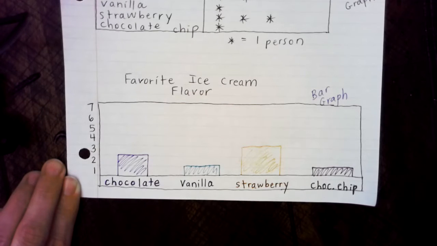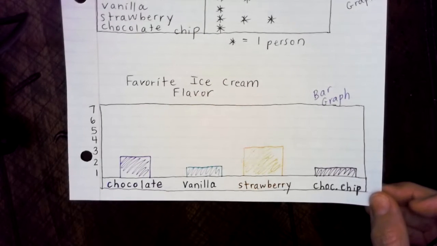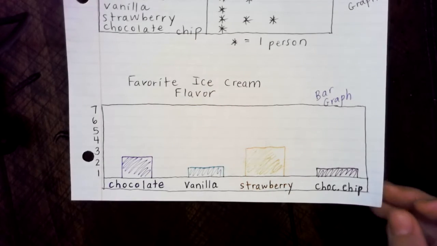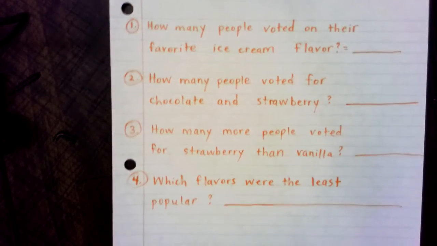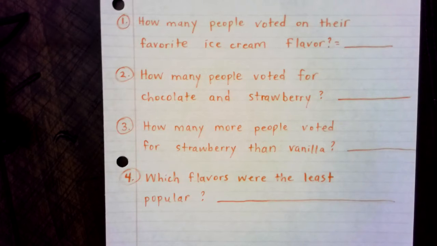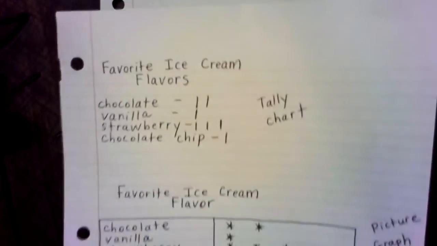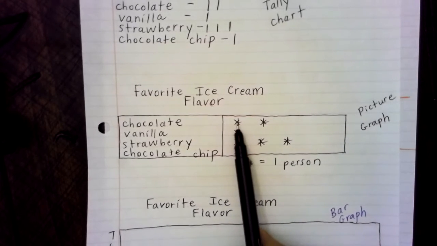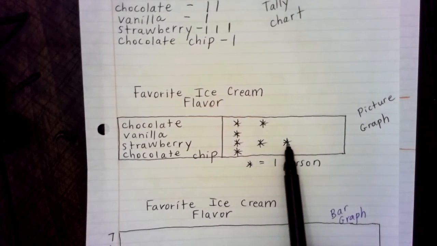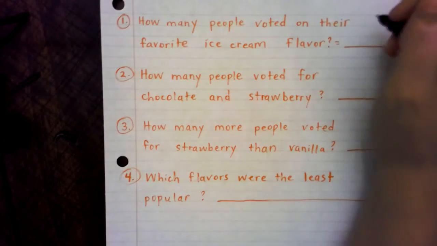Okay, so once we've done a tally chart and a picture graph and a bar graph, now we're ready to answer some questions about our graph. But we need to leave our graph close to us so we can look for our answers. Okay, so I'm going to look at some questions that we might could answer together. Our first question says, how many people voted on their favorite ice cream flavor? So I could go back to my tally chart, my picture graph, or my bar graph to find that answer. I think I'm going to look at my picture graph. Remember, each star represented 1 person. So 1, 2, 3, 4, 5, 6, 7 people voted for their favorite flavor.